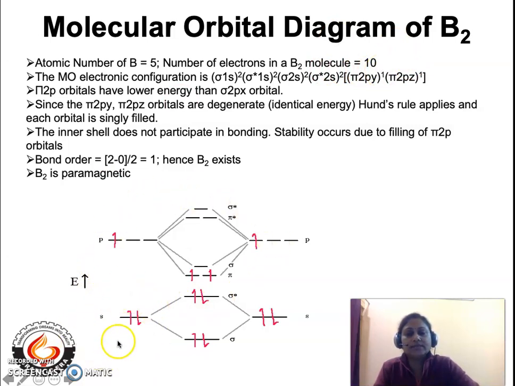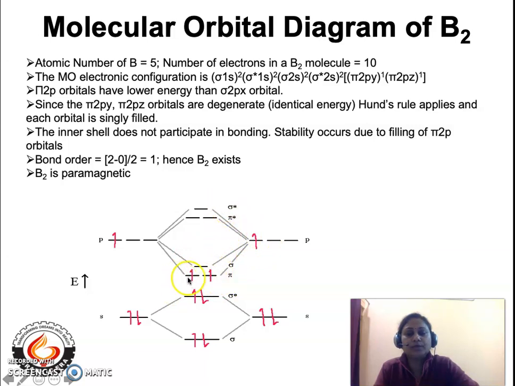So this is the 2s atomic orbital overlapping with the 2s atomic orbital, and these electrons are not involved in bonding. So we will not take this into account while calculating the bond order. Now let us come to the valence electrons. Now one electron is there in one of the p atomic orbitals, and so the two p atomic orbitals overlap, and we are getting an arrangement like this.